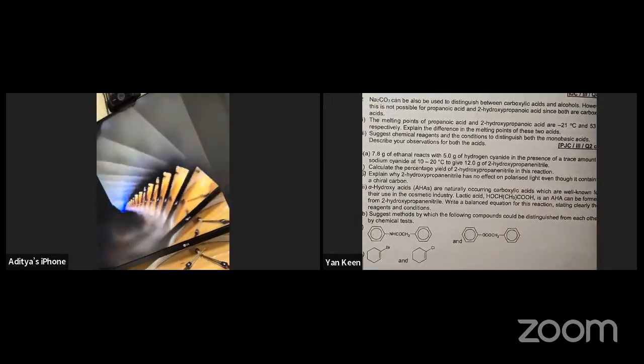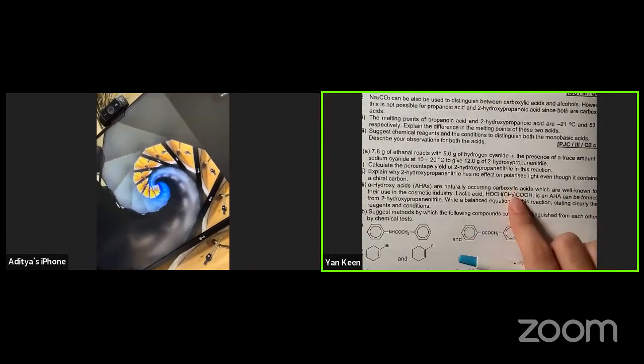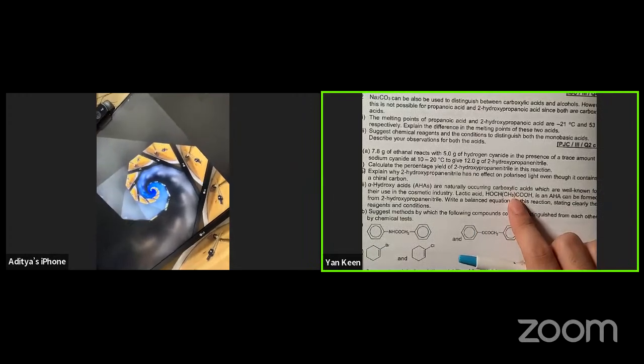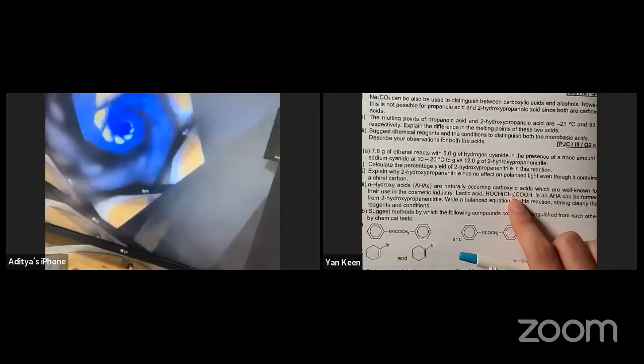So is this the issue here? I don't think so. There's no plane of symmetry here. Let me just check whether it is correct first. Yeah, I think it's correct.